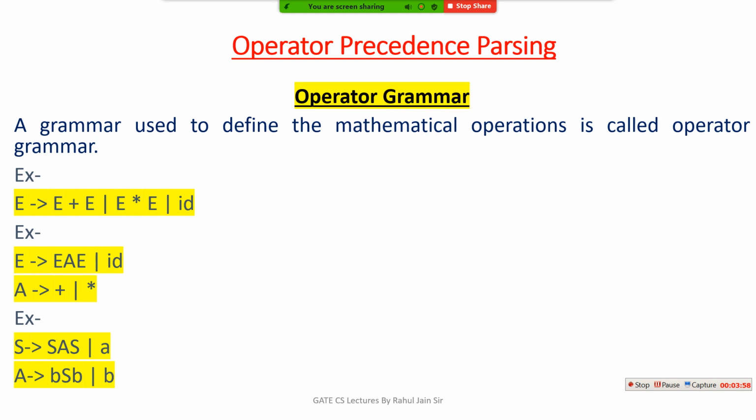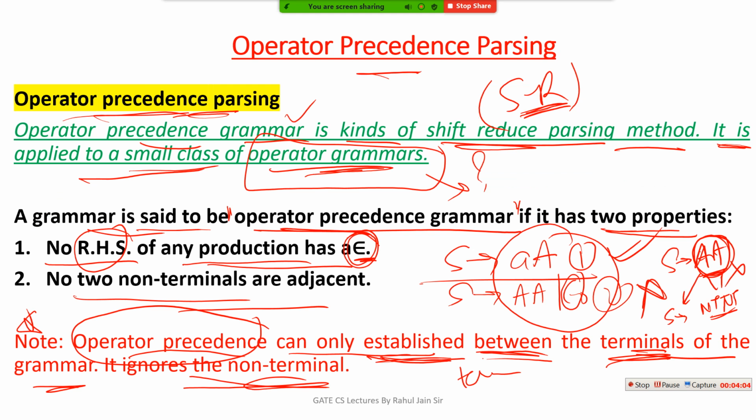Now let's go to the next question. We are talking about operator grammar. I told you two rules. What are the two rules of operator grammars? On the right hand side, there shouldn't be any epsilon, and no two non-terminals should be adjacent.